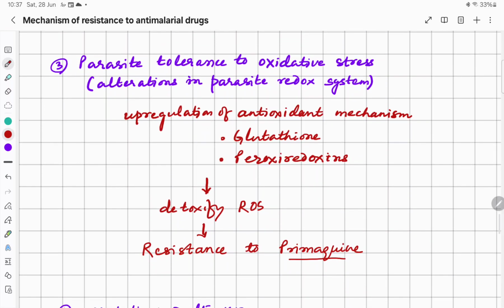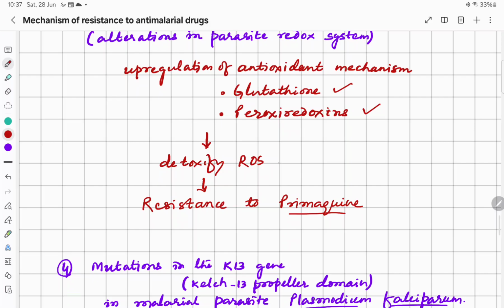Then the third mechanism is parasite tolerance to oxidative stress. There can be alterations in the parasite redox system, upregulation of antioxidant mechanisms like glutathione, peroxiredoxins. So they will detoxify the reactive oxygen species. So the mechanism of primaquine is inhibited, because primaquine is a prodrug, and its quinone metabolite inhibits the coenzyme Q governed respiratory process of the parasite in the exoerythrocytic stage and kills the hypnozoites.